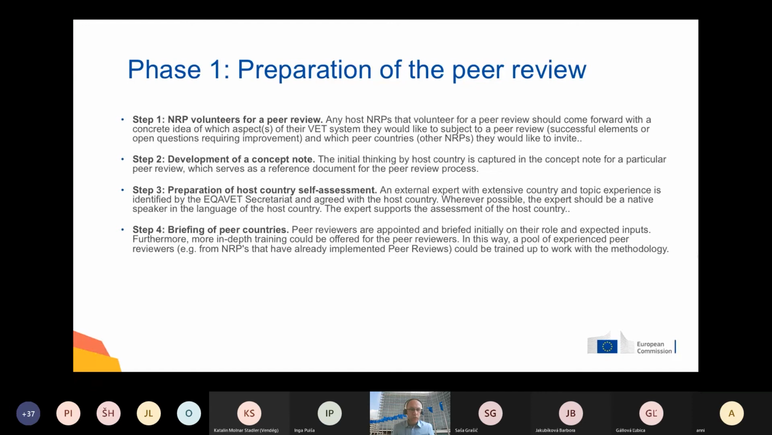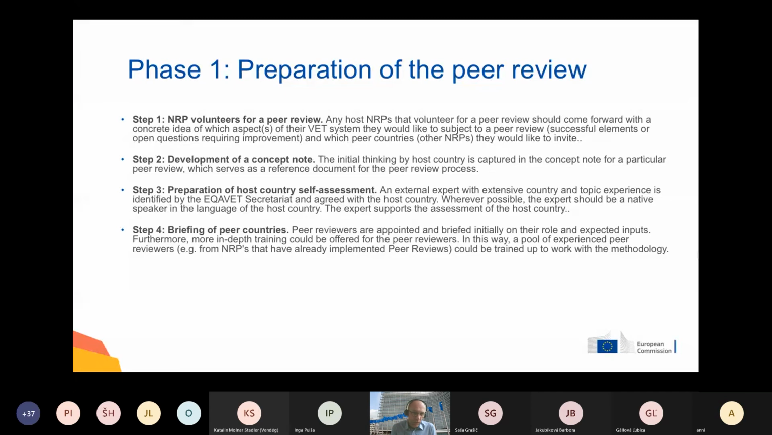So the first phase: we have to, of course, start with a country that volunteers to host the peer review. Then we propose that a concept note will be developed where the country indicates which elements they would like to see reviewed. Then the third step in this phase is preparation of the self-assessment of the host country. And there, of course, they might use the help and support of an expert of the EQAVET Secretariat.